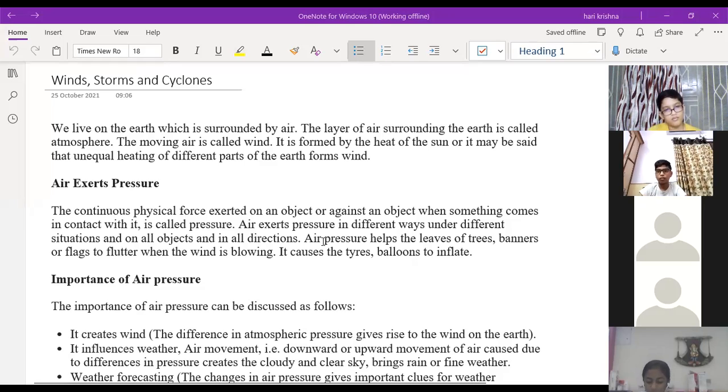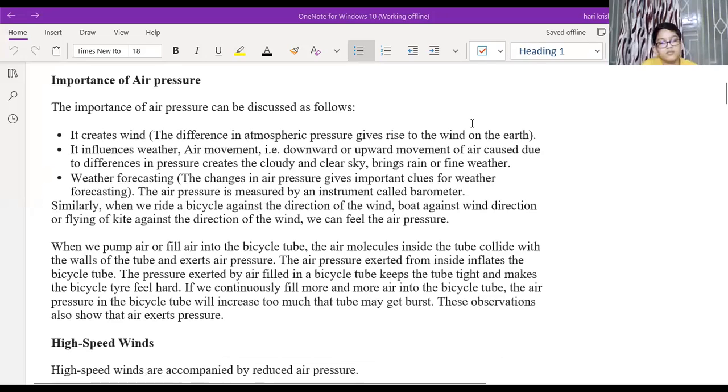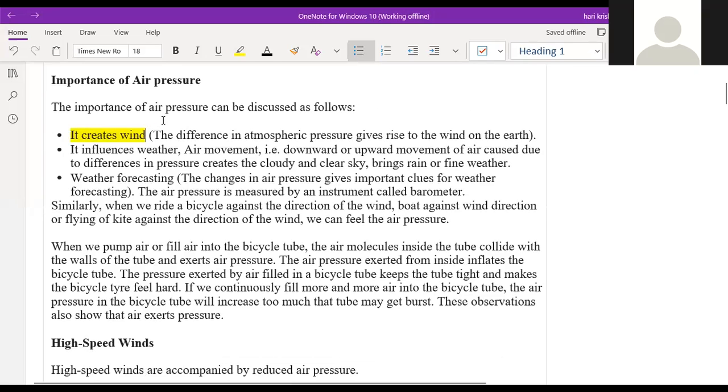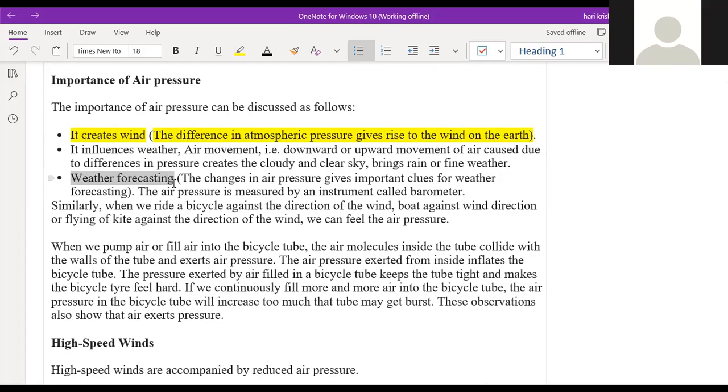So next one is the importance of air pressure. What is the importance of air pressure? Sir, it helps in weather forecasting. It also helps in creation of winds. You know already, creation of winds means the difference in atmospheric pressure gives rise to the wind on the earth. Yeah, weather forecasting, that is the third point, right? It's there already. Okay, sir.